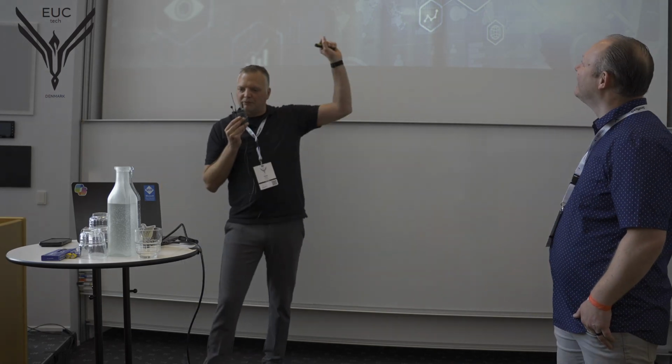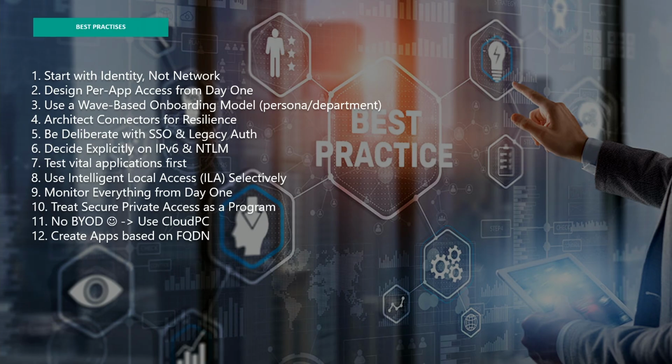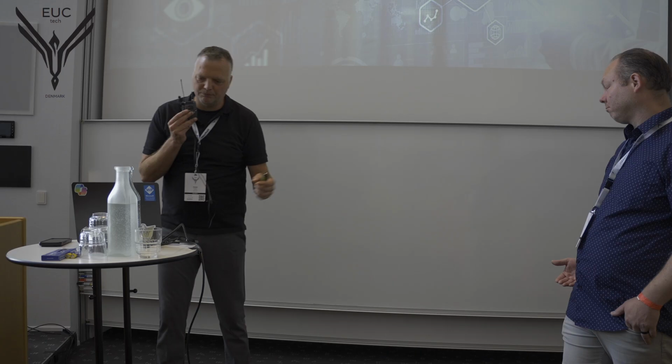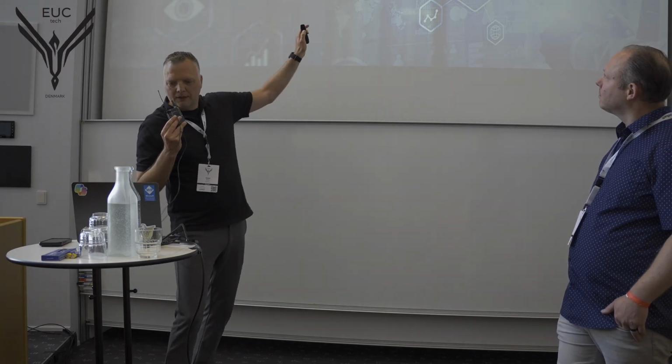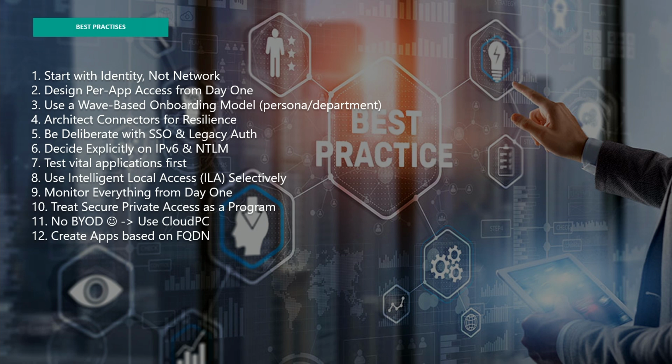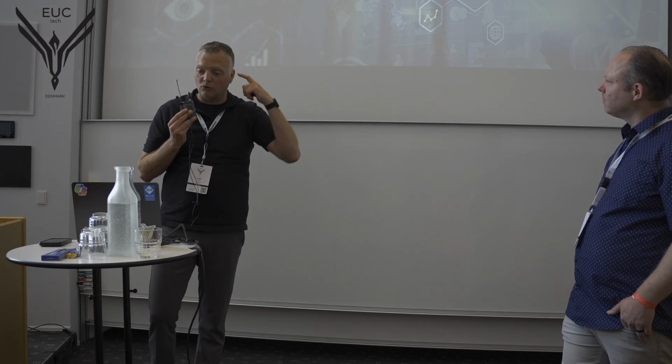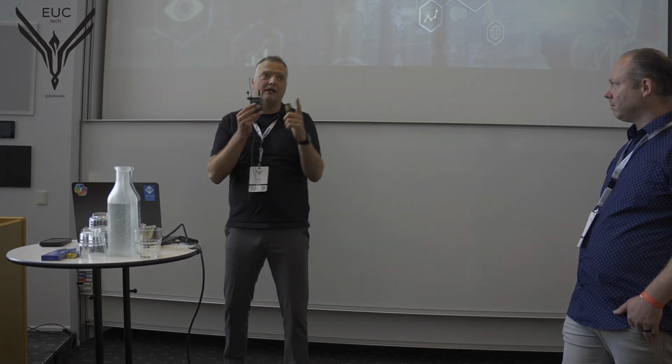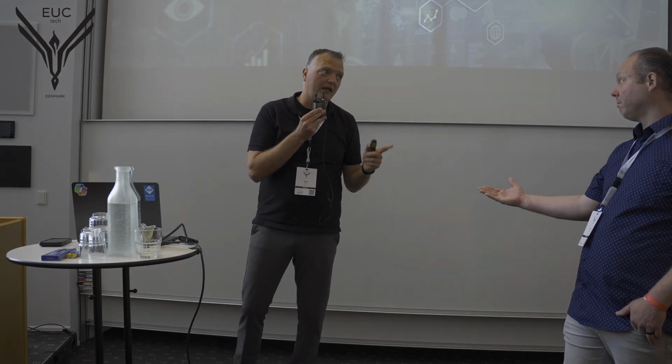So, test vital applications first. Because if you know that those work, then probably the rest will also be working. And if one of those doesn't work, that's not the biggest issue. The project will still be successful. Use FQDNs, of course. Monitor everything from day one, and use intelligent local access selectively, only if the application does not perform. If it needs it, yeah.